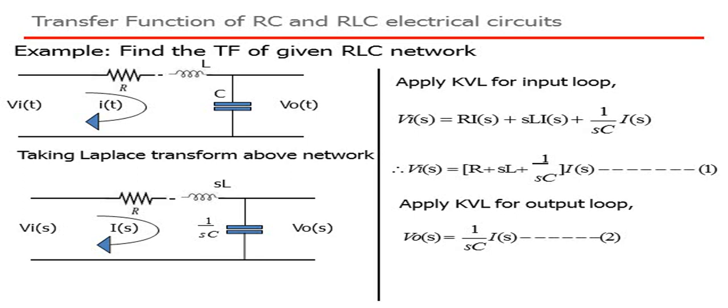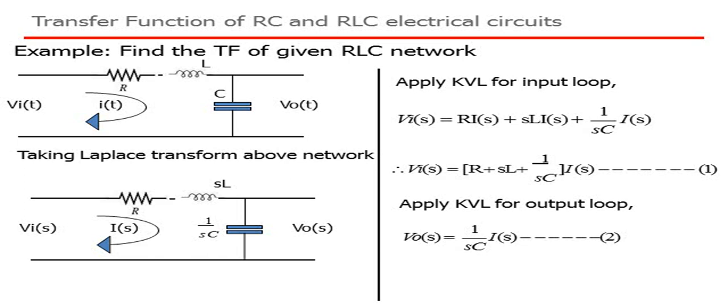Now the transfer function of RC and RLC circuits. We have seen it for RC, now we will see it for RLC. Here there are three components: resistor, inductor and capacitor. Applying the KVL for the input loop, on the left side, which has R, L, C and the signal Vi of s.